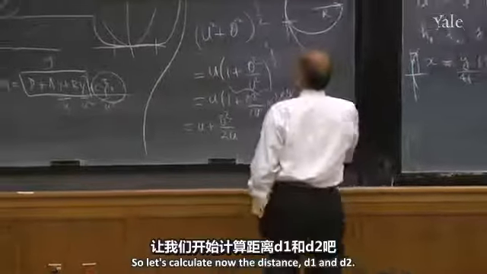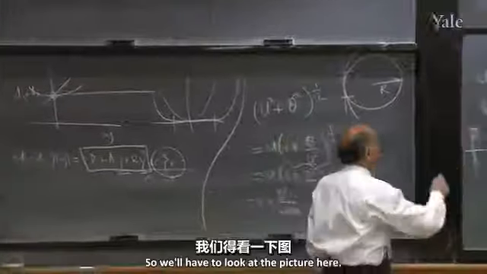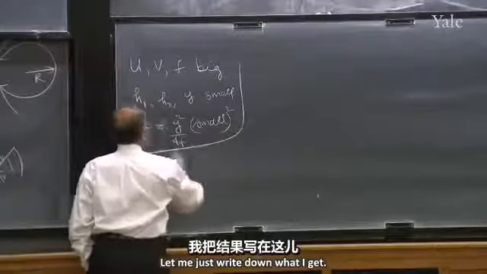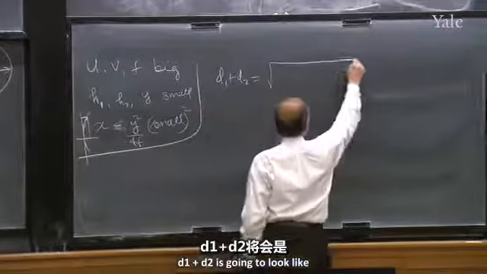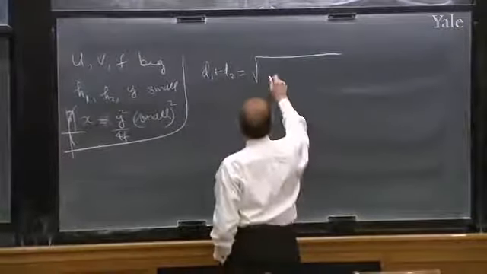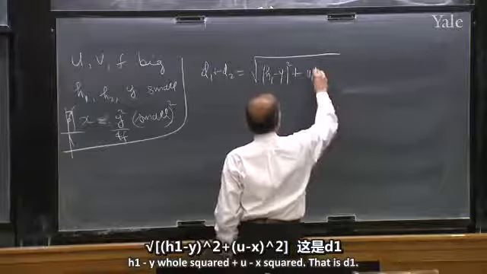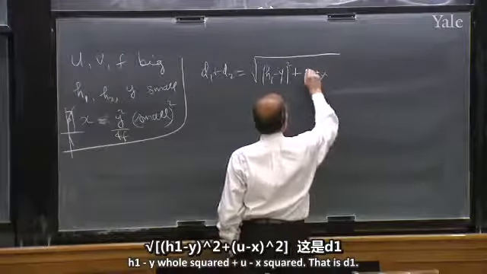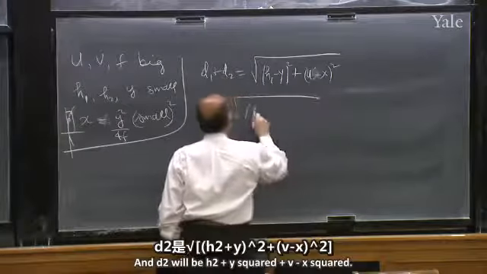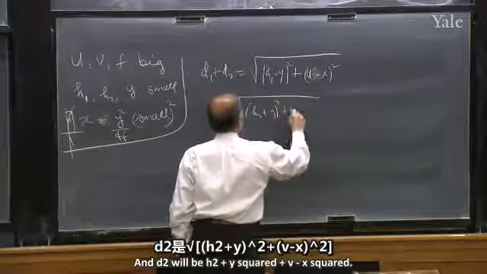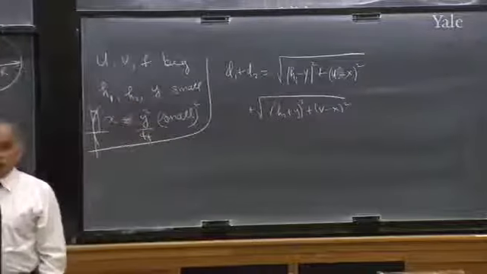So let's calculate now the distance d1 and d2. We'll have to look at the picture here. Let me just write down what I get. d1 plus d2 is going to look like h1 minus y whole square plus u minus x square. That is d1. And d2 will be h2 plus y square plus v minus x square.